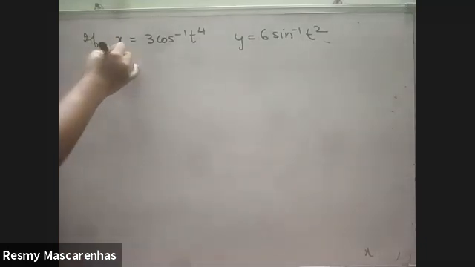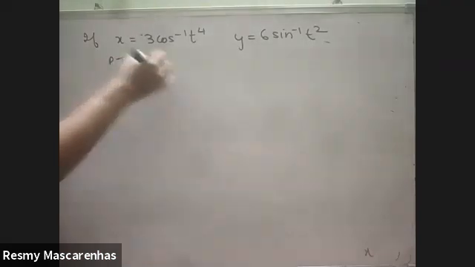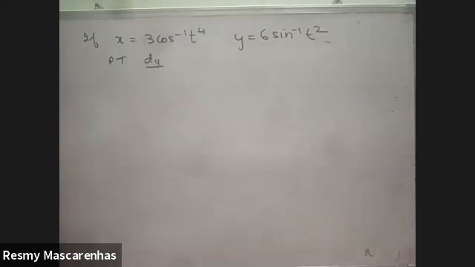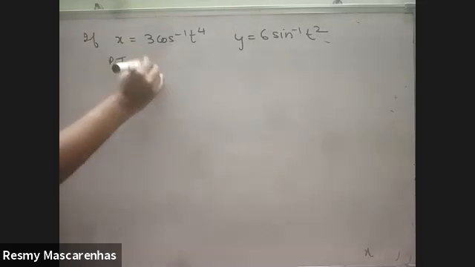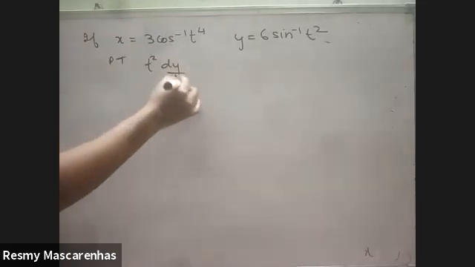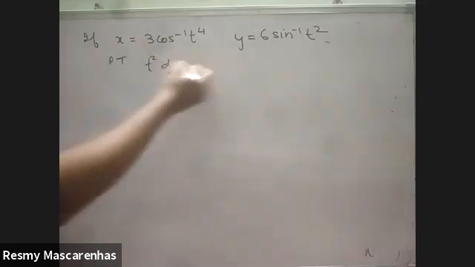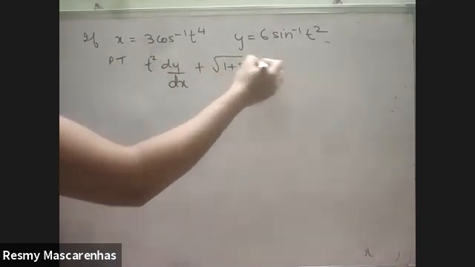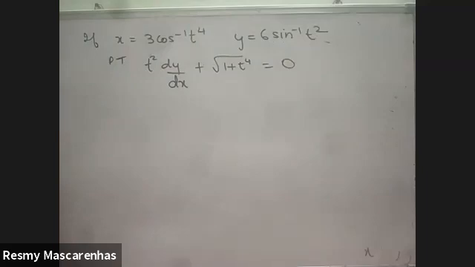Prove that dy by dx is t square. So first, if you see, what is required here? Only dy by dx. So at least find dy by dx first. This is the parametric differentiation. Find dx upon dt, then find dy by dt.